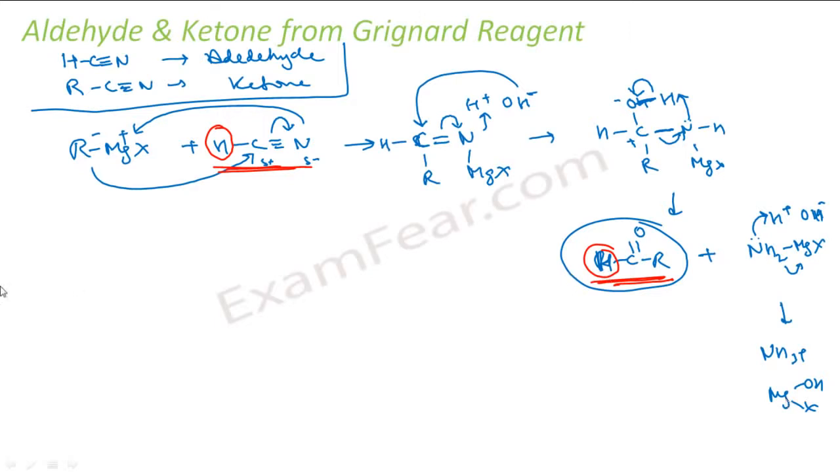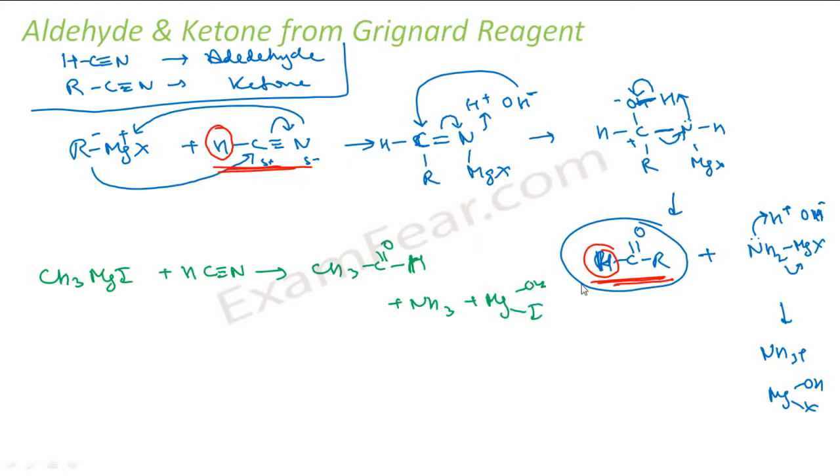Let me show you one real example for aldehydes. So let's suppose I have CH3MgI as my Grignard reagent, in that I use HCN. So what you get is CH3CHO, right? This is what you get, plus NH3 plus MgIOH.